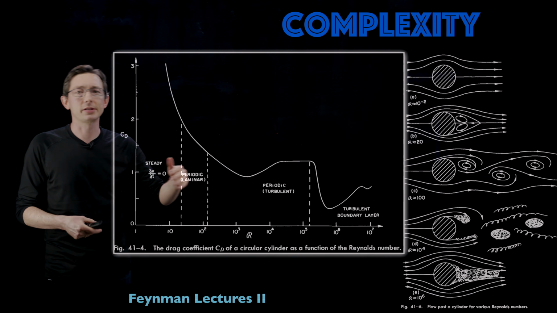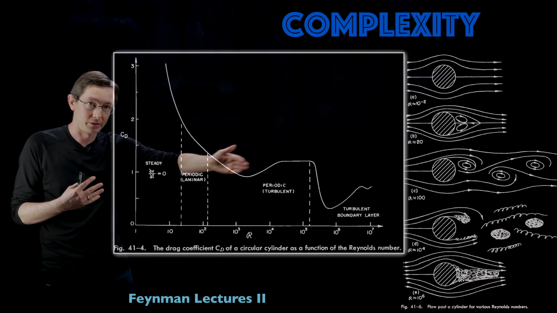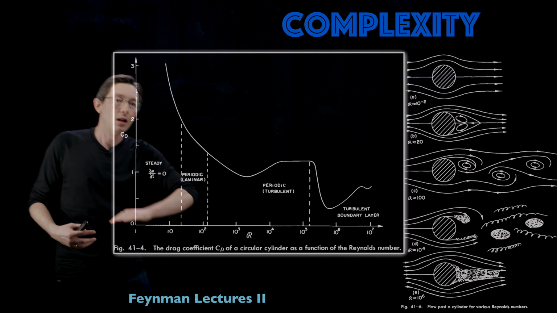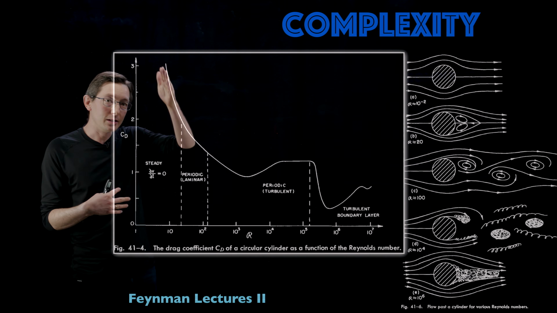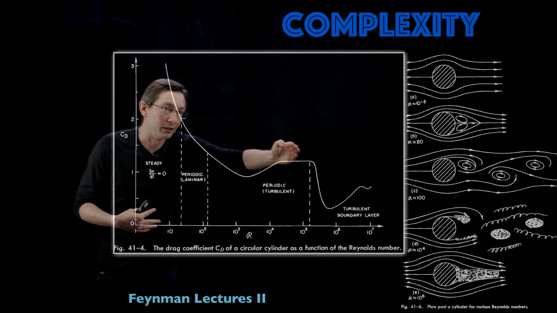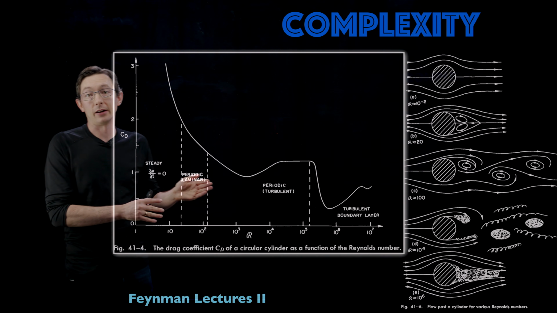And it's interesting, you can also look at the drag on each of these cylinders at each of these Reynolds numbers. So the y-axis here is drag coefficient. The x-axis is the Reynolds number. And you see that you get this incredible range of drag values as you increase the Reynolds number from very, very low to very, very high.